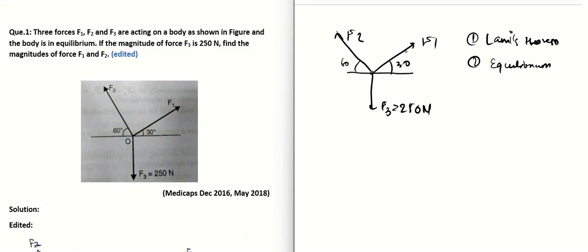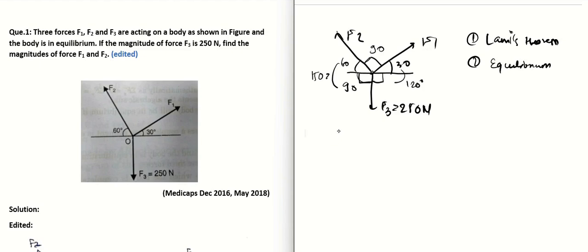The angle between F1 and F2 will be 90 degrees, because the entire angle should be 180, and there is 60 and 30, which gives 90, so the remaining is 90. The angle between F2 and F3 will be 90 plus 60, which is 150 degrees. And the angle between F1 and F3 will be 90 plus 30, which gives us 120 degrees.